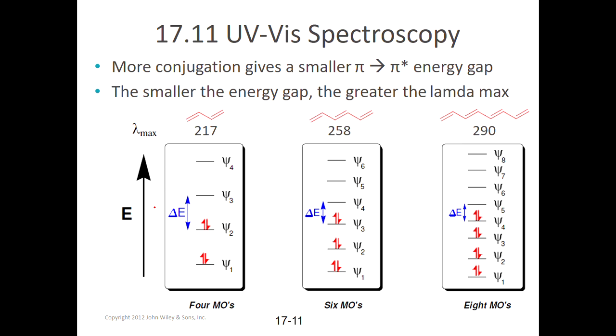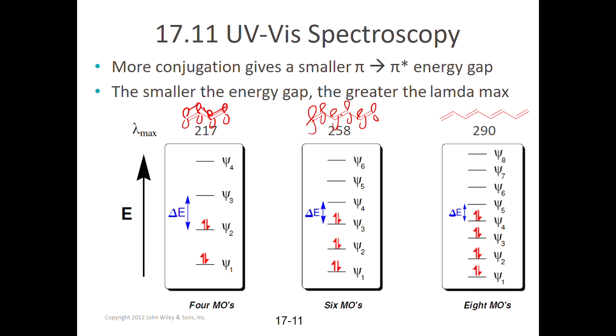So let's take a look at what happens when you extend the conjugation. So what we were saying before is if I have a fewer number of orbitals overlapping, I get a smaller number of molecular orbitals, right? Every orbital that's overlapping goes away and I get an equal number of molecular orbitals resulting from that overlap. So if I have 4 p orbitals overlapping, I get 4 molecular orbitals. And the energy gap between the HOMO and the LUMO is relatively large. If I make more p orbitals overlap, 6 of them, I'll get 6 molecular orbitals.